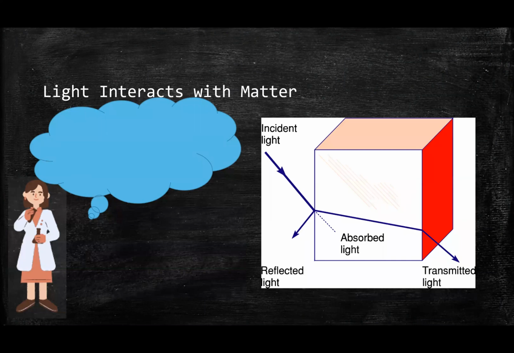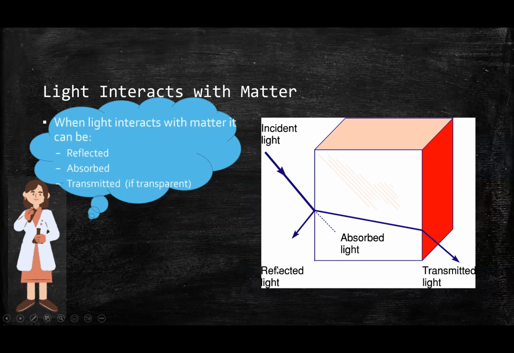When light approaches some material, it interacts with the material. Some of that light is absorbed. If the material is transparent, it will pass through onto the other side, where we call that the transmitted light. And some of that light is, of course, reflected, which allows us to see the material. So when light interacts with matter, it can be reflected, absorbed, or transmitted if it's transparent.